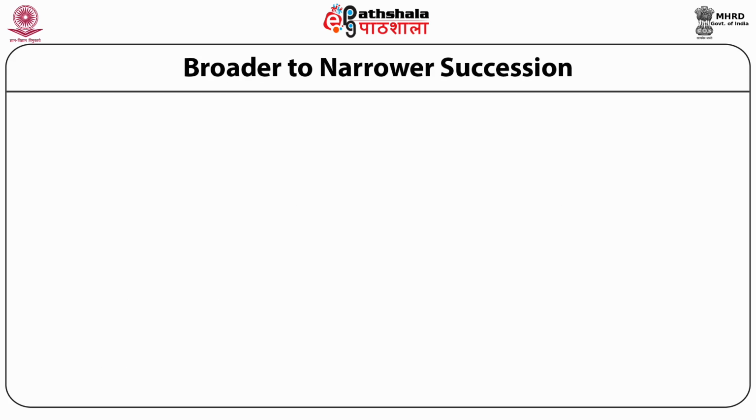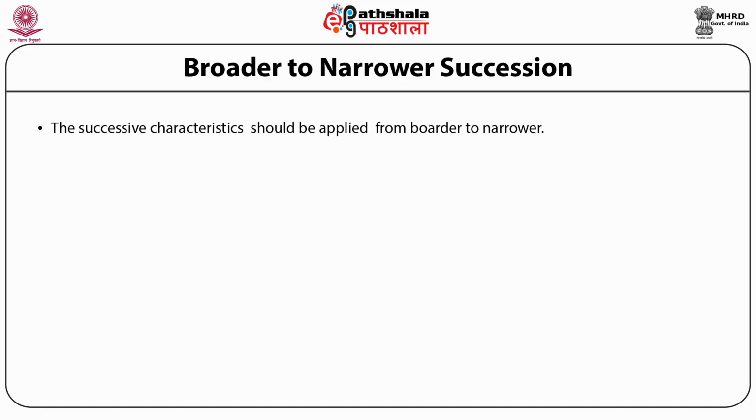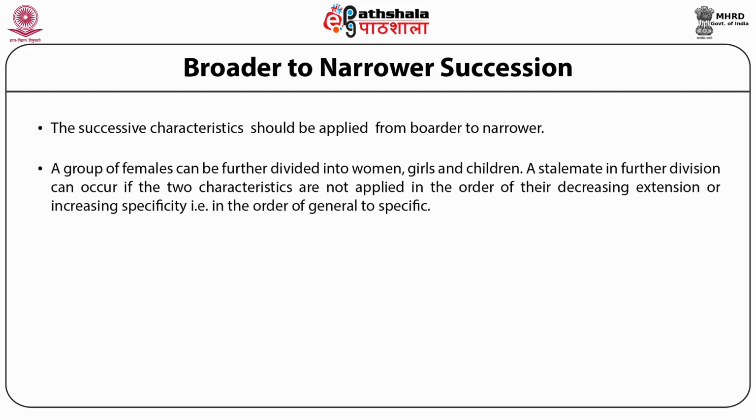Broader to narrower succession. It also deals with the order in which the characteristics are to be applied, though Ranganathan has not mentioned it clearly or explicitly in his canons. It means the successive characteristics should be applied from broader to narrower, from general to specific. A group of females can be further divided into women, girls, and children. A stalemate in further division can occur if the two characteristics are not applied in the order of their decreasing extension or increasing specificity, that is, the order of general to specific.